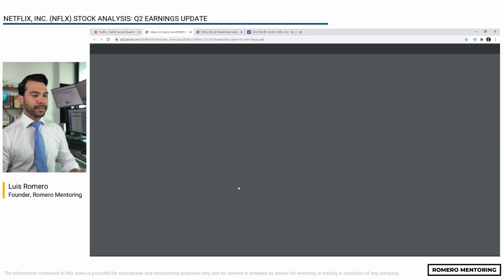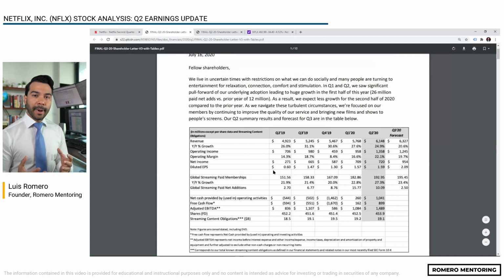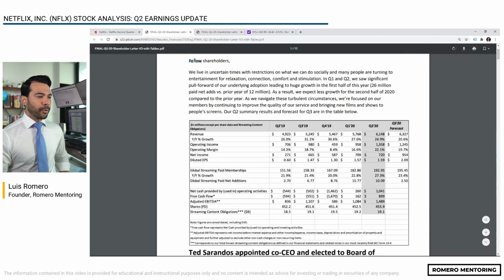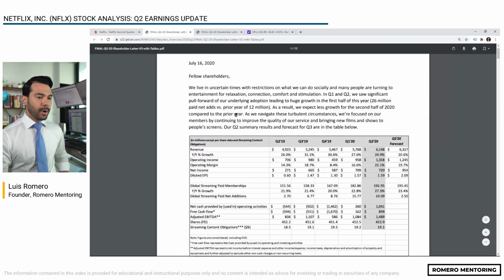If I click on this, it gives us detailed information about what happened in the second quarter. Net subscribers, revenue numbers, earnings per share, and then we are able to dissect the information, internalize it, and then assess what really happened during the quarter. So let's see here, fellow shareholders, and this is coming directly from management, the CEO of the company.